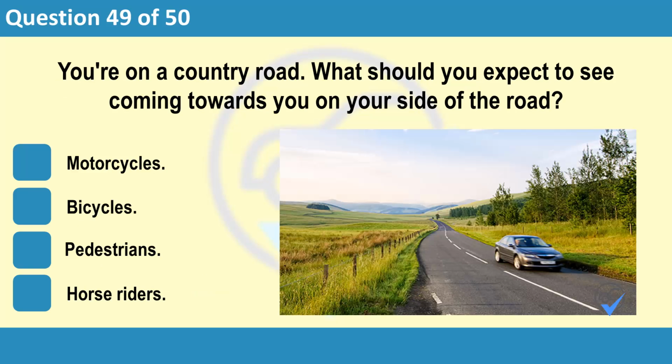You're on a country road. What should you expect to see coming towards you on your side of the road? Motorcycles, bicycles, pedestrians, horse riders.